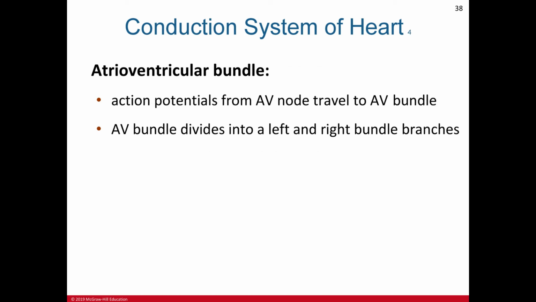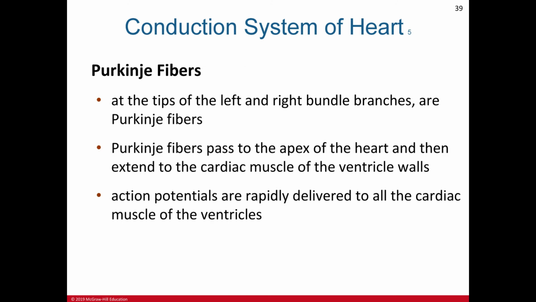After the atrioventricular node, the action potential will then travel to the atrioventricular bundle. The AV bundle divides into left and right bundle branches. After the left and right bundle branches, it will then go to the Purkinje fiber. So it is found at the tip of the left and right bundle branches.